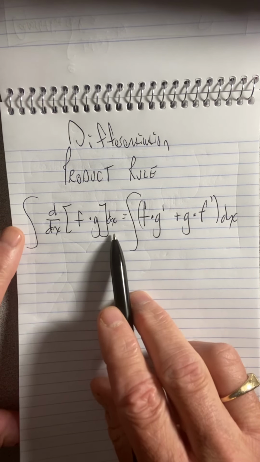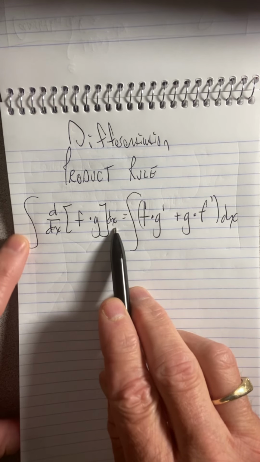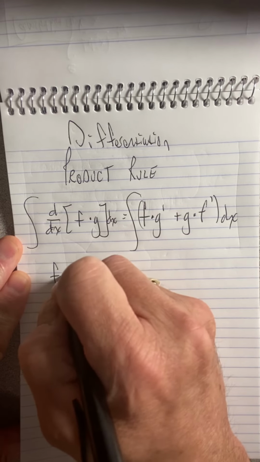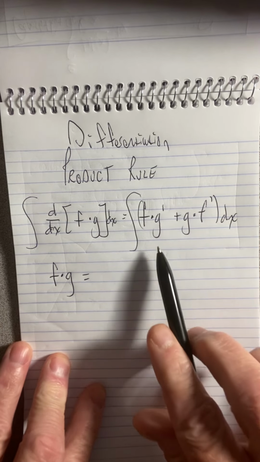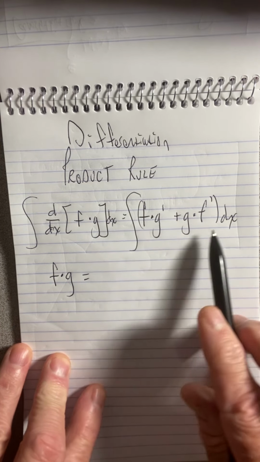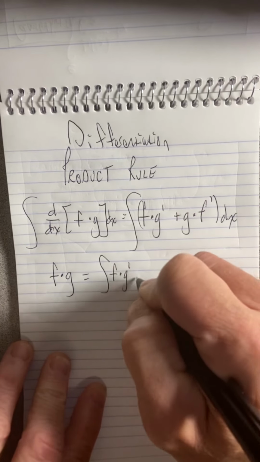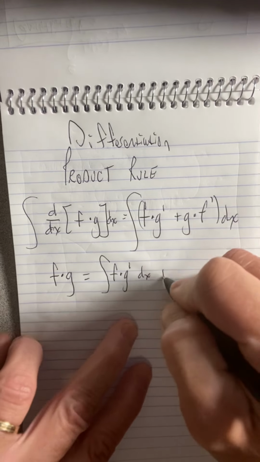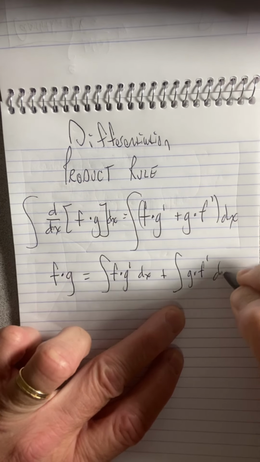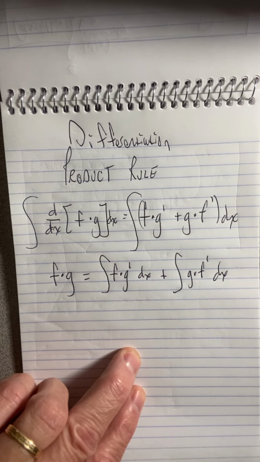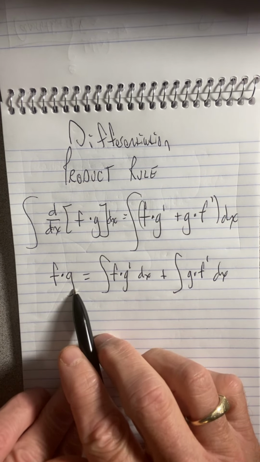Over here, integration undoes the differentiation because integration is anti-differentiation. So I get f times g. Over here, since I have this plus and integration is a linear operator, I can separate that into the integral of f times g prime with respect to x plus the integration of g times f prime with respect to x.